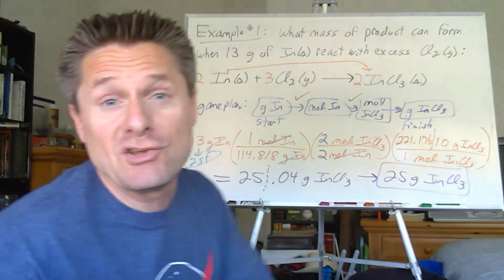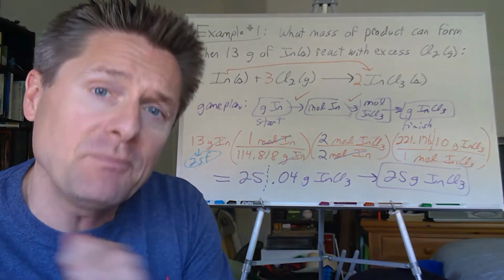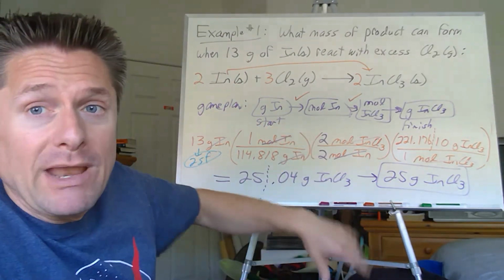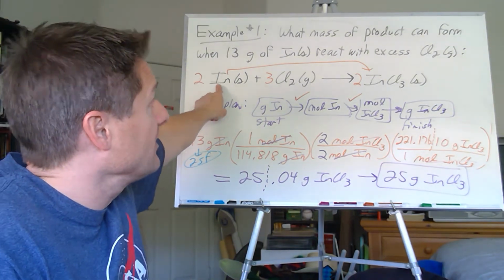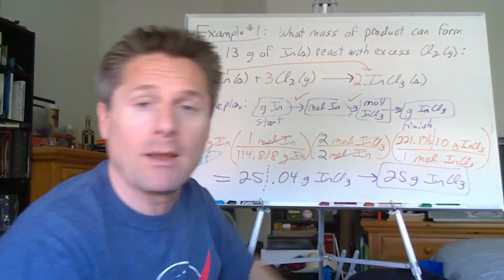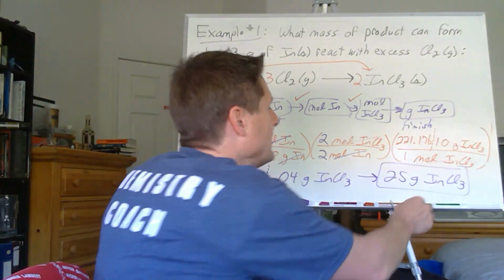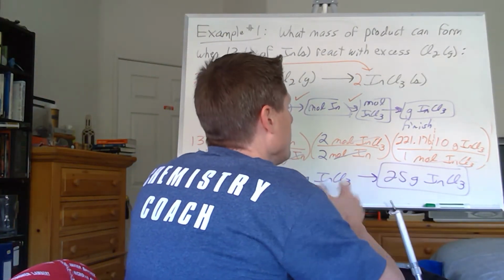So we're in a situation now where we have to identify what substance we're talking about. So give me the unit and the substance. So 25 grams. This is a great predictive ability. 13 grams of this can theoretically produce 25 grams of that. So we call that the theoretical maximum yield. Theoretical, because it's theoretical.